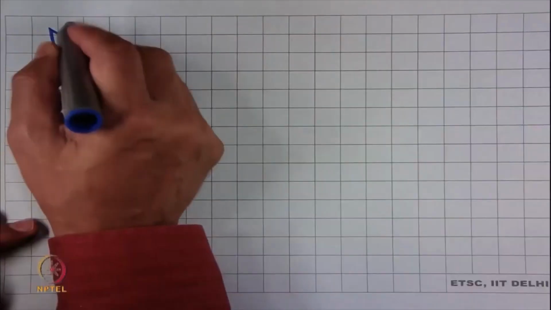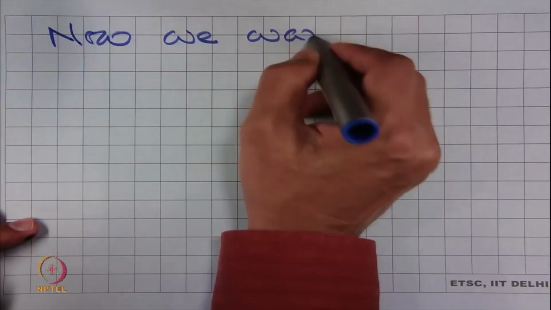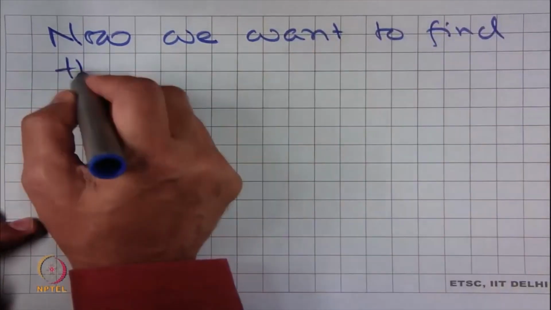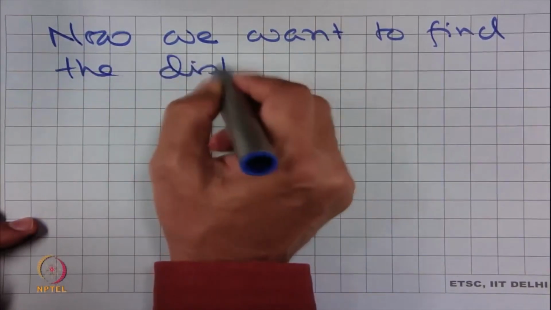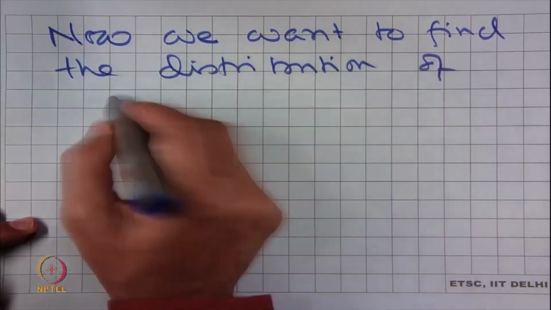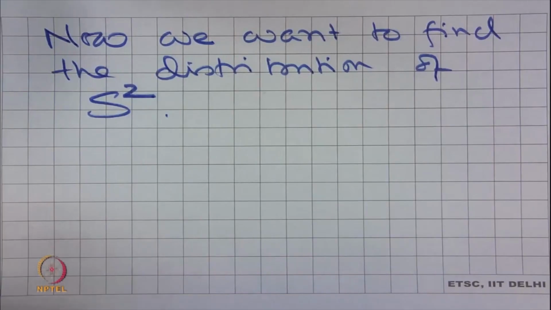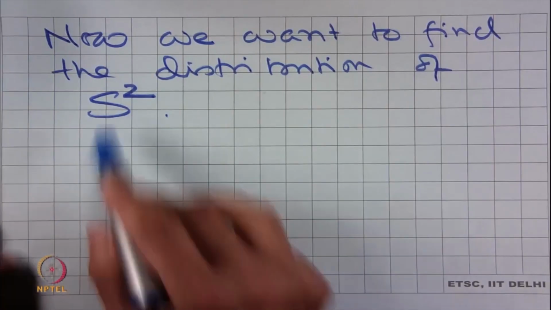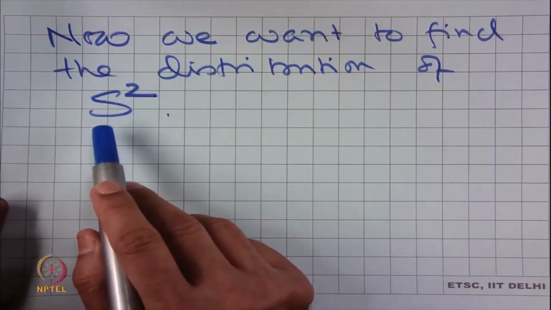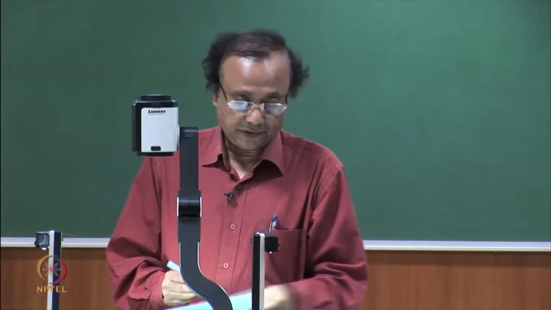Now, we want to find the distribution of, or we can say we want to find the sampling distribution of capital A square. In order to do that, we first need some mathematical tricks.